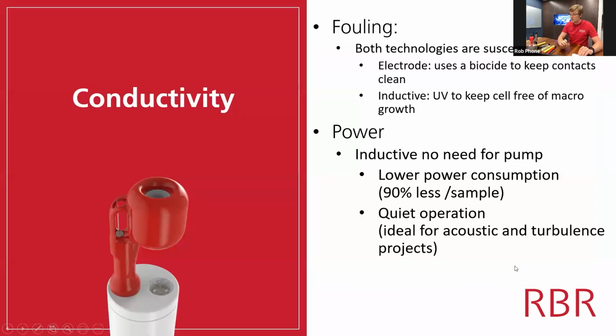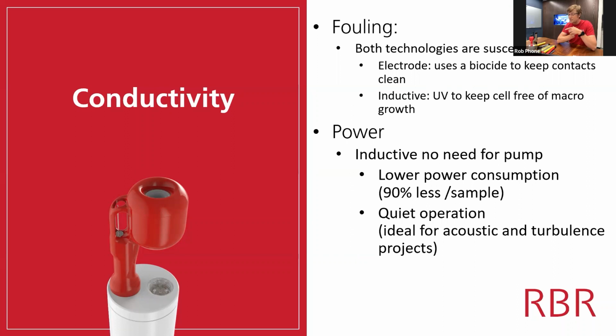As I mentioned, fouling is a problem for both technologies. For electrodes, you can have microfouling on the electrodes, which will cause a change in their ability to measure the conductance. That can be mitigated by using a biocide inside the cell to block any fouling. For an inductive cell, it's more of a macro fouling, like large growth of algae and mollusks. That can be mitigated by using UV lamps, basically irradiating the surface with UV to stop the growth.